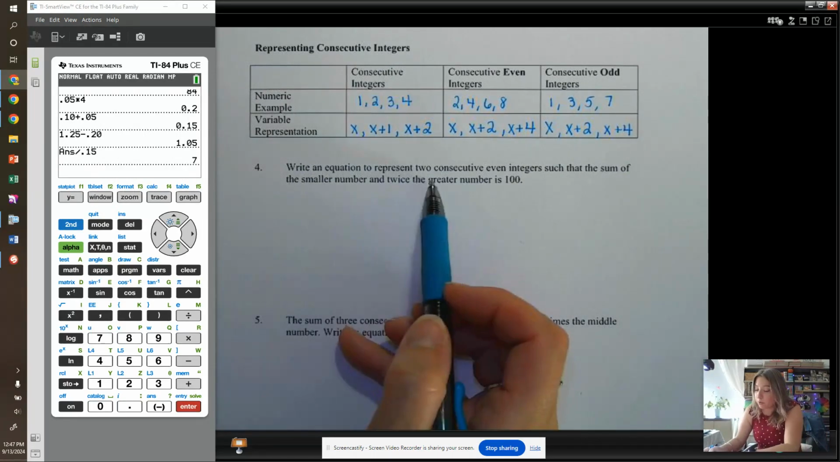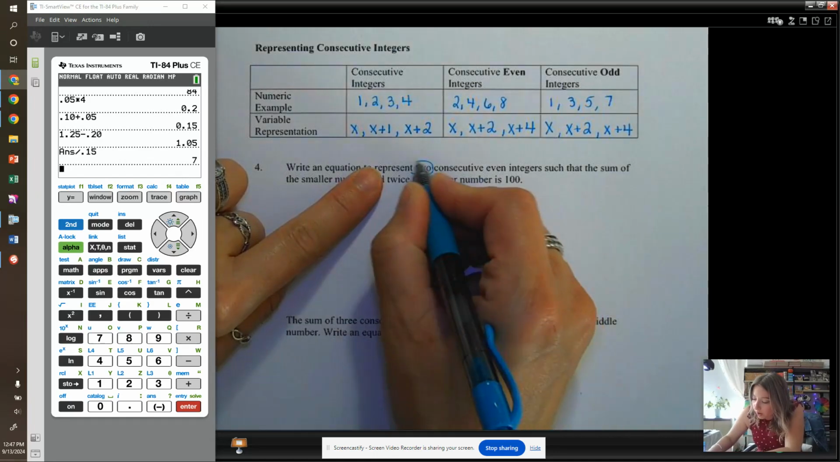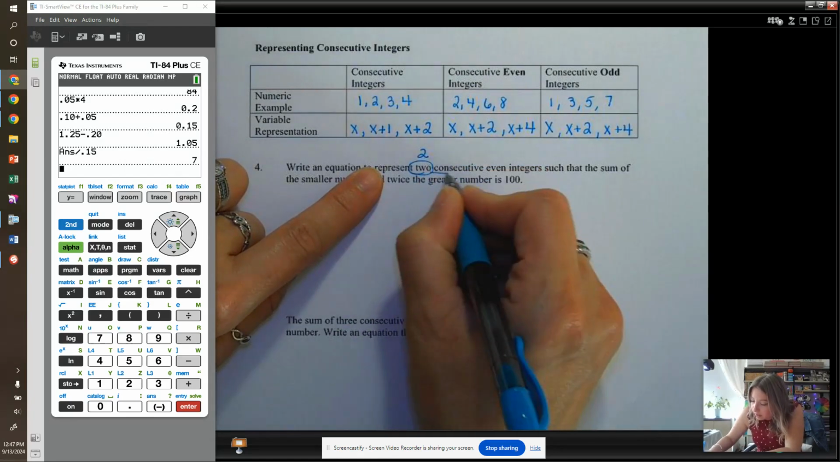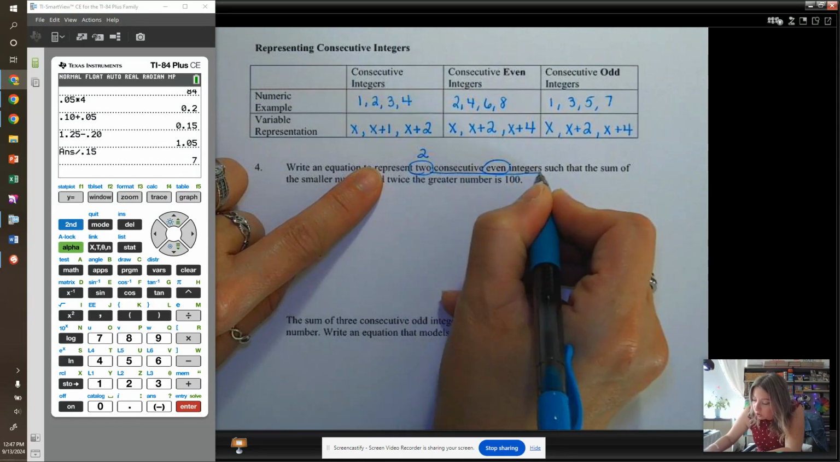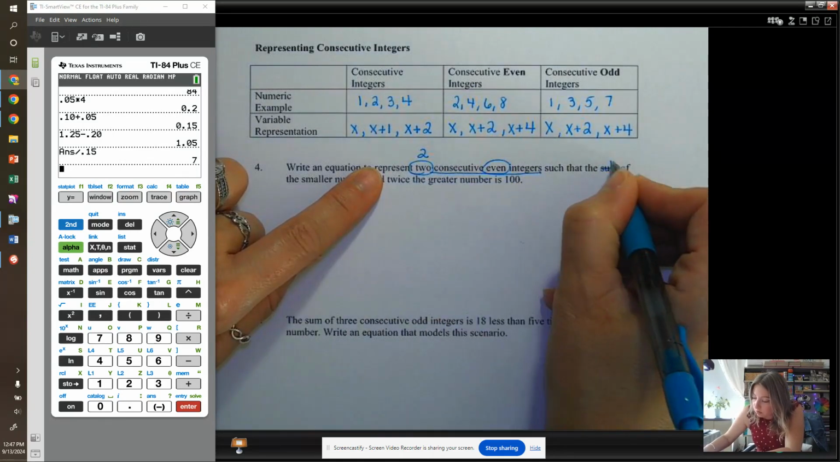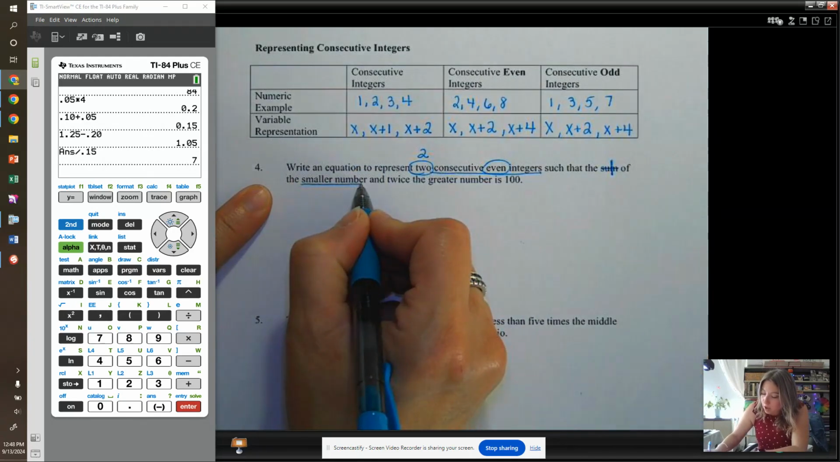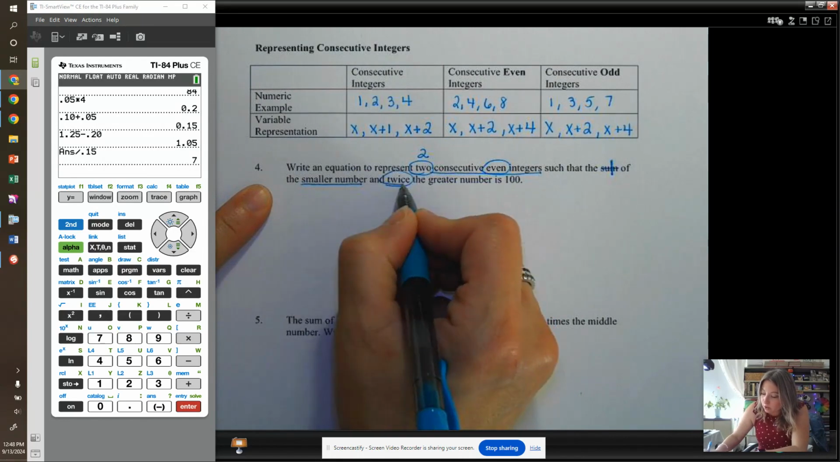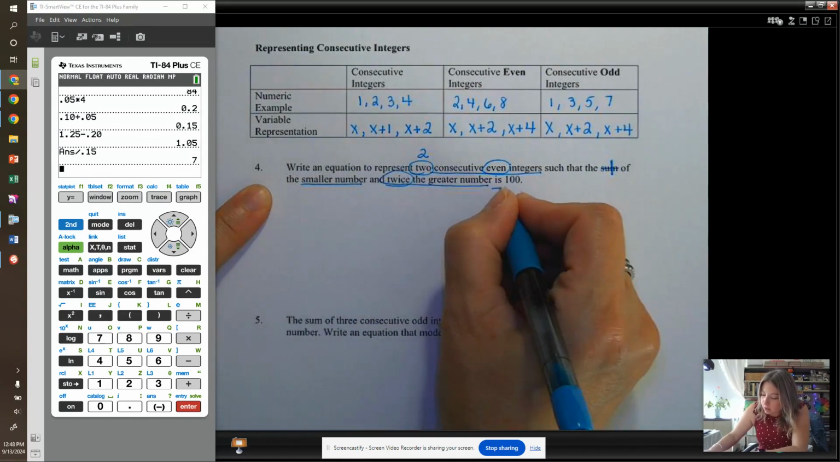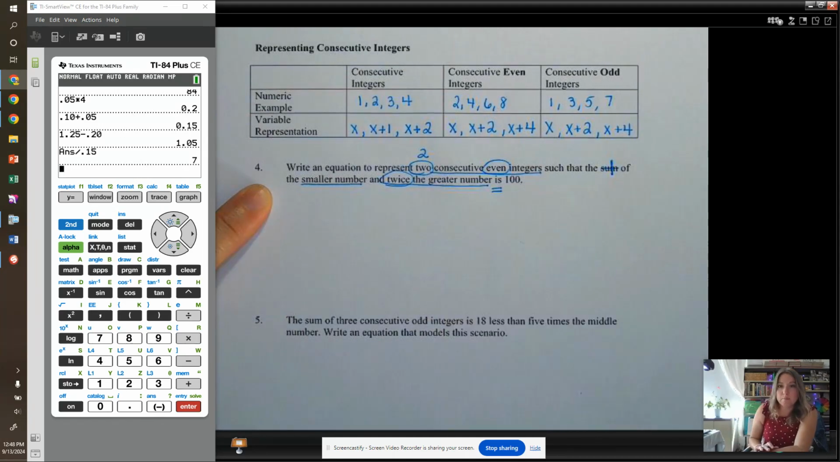Write an equation to represent 2 consecutive even integers, such that the sum of the smaller number and twice the greater number is 100.